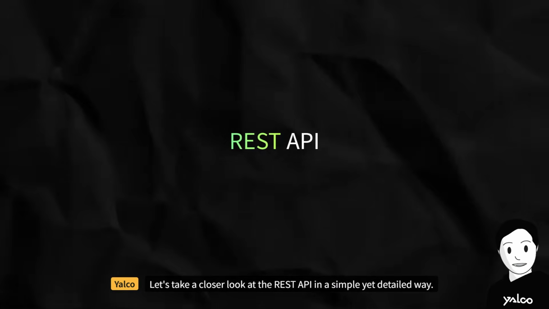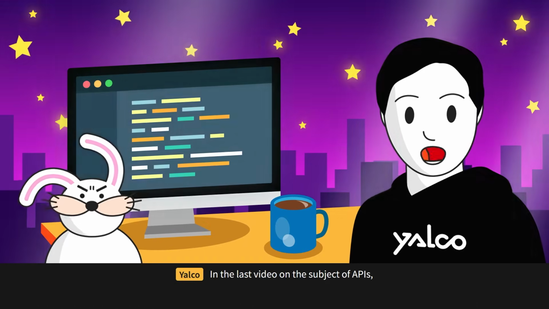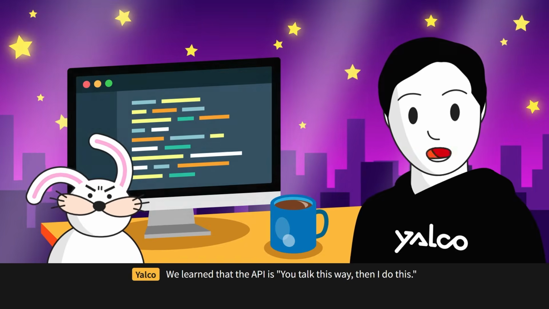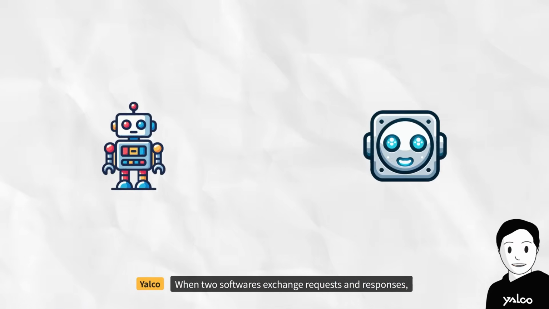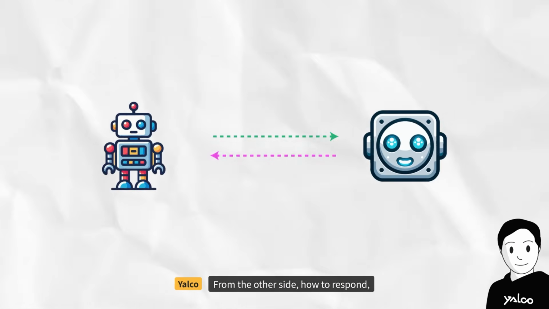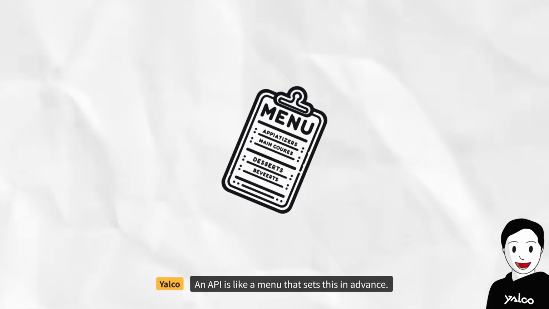Let's take a closer look at the REST API in a simple yet detailed way. In the last video on the subject of APIs, we learned that the API is, you talk this way, then I do this. When two softwares exchange requests and responses, it's about how one side should send the request, and how the other side should respond. An API is like a menu that sets this in advance.